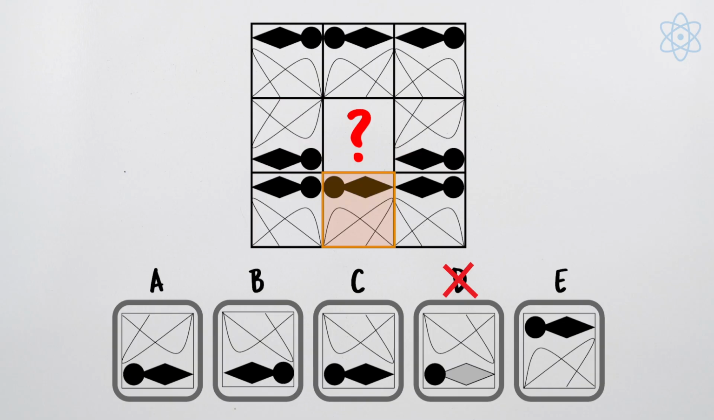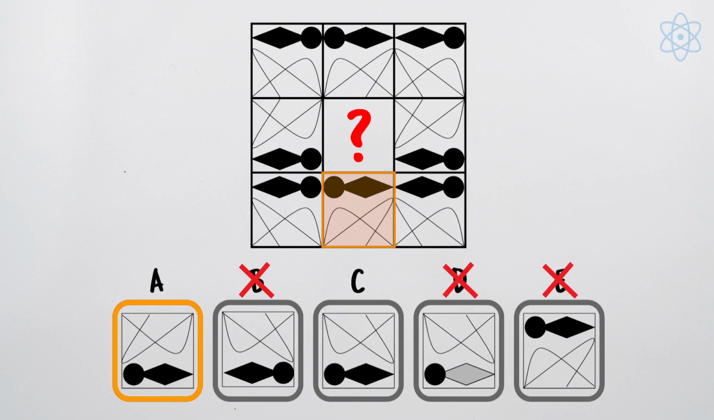Look at the black shape in this box. It is at the top of the box, and the circular part touches the left-hand side of the box, so we know that the black shape in our answer must be at the bottom of the box and have its circular part touching the left-hand side of the box. We can rule out option B, the black shape is the wrong way round. We can also rule out E, the black shape is at the top of the box. We're left with A and C.